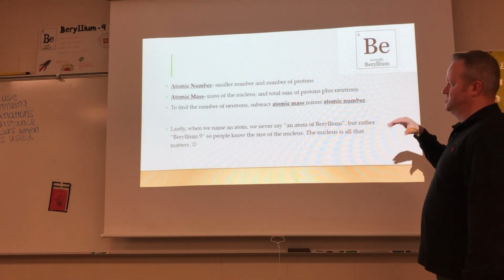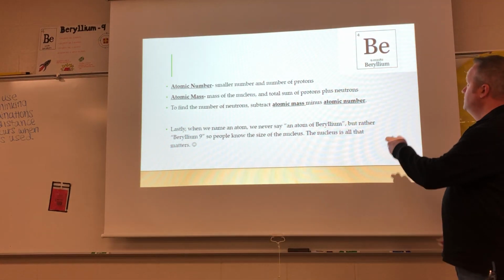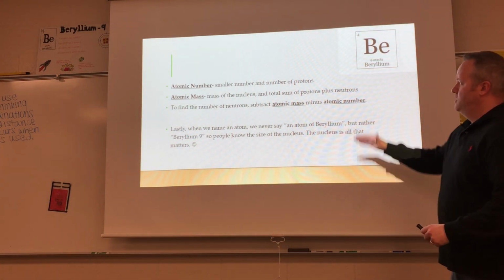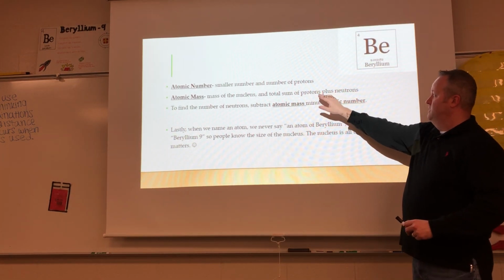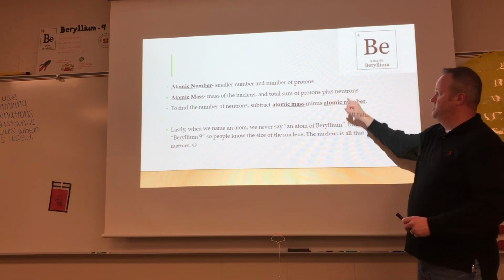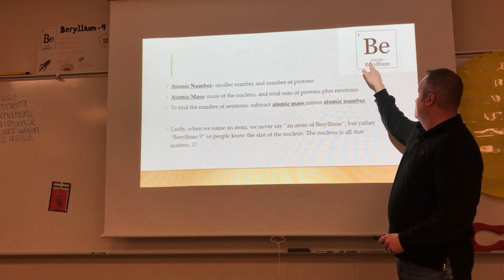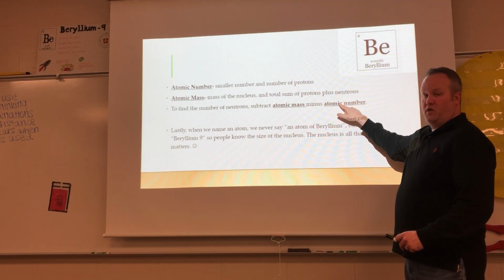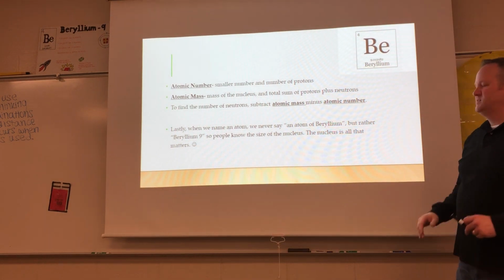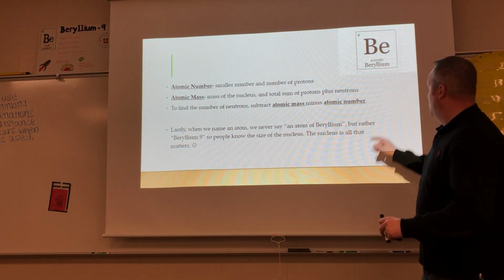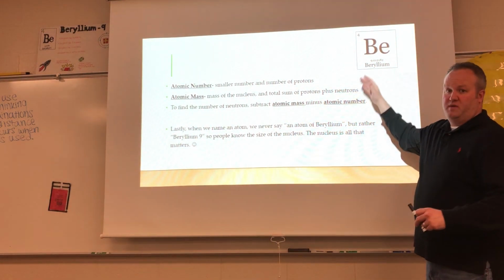So looking up here, just to summarize all this information, the atomic number is the smaller number and the number of protons. The atomic mass is the mass of the particles, and again, that's going to be the protons plus the neutrons. To find the number of neutrons, simply subtract the higher number minus the smaller number, so the atomic mass minus the atomic number. And the last thing I want to say is that when we name this, we always say the name of the element and then the mass number. So this would be beryllium-9.